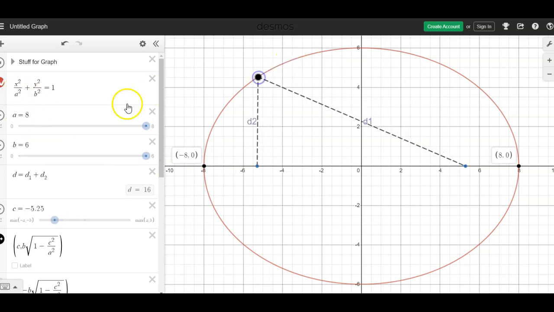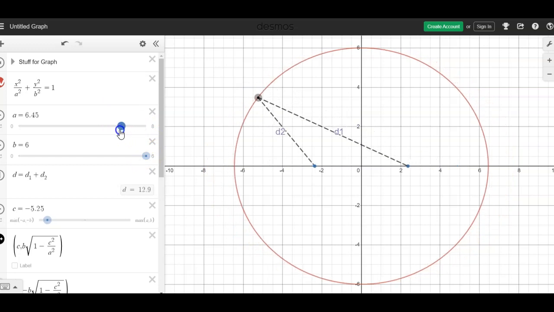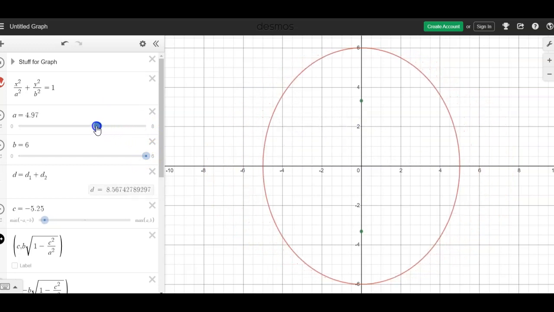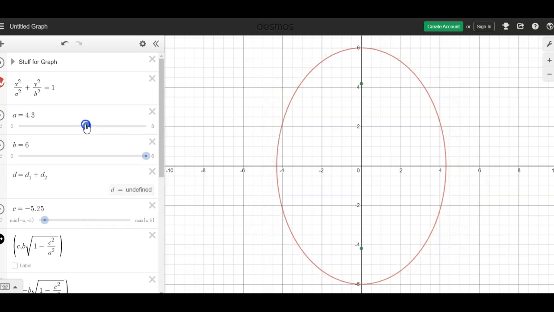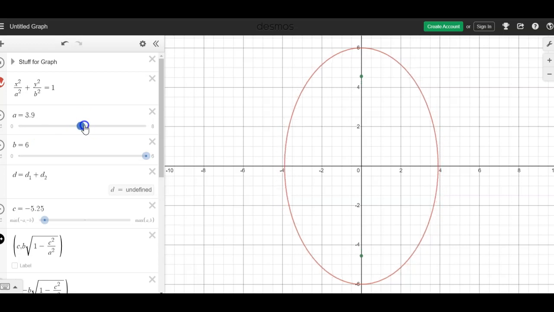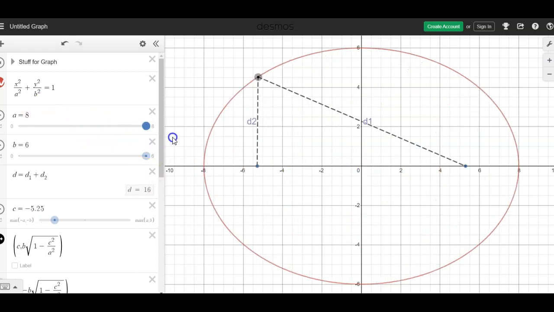Now, if B were to ever be bigger than A, notice what happens here if I drop this down below 6, the foci just move onto the other axis. So whoever has the bigger denominator, so 6 is bigger than 4. So now our minor axis is on the x-axis because the foci are now on the major axis. And our ellipse will now be tall and skinny rather than short and wide.